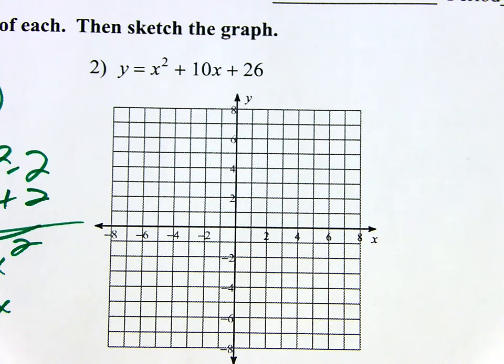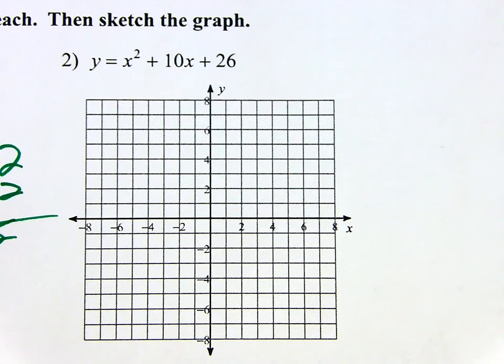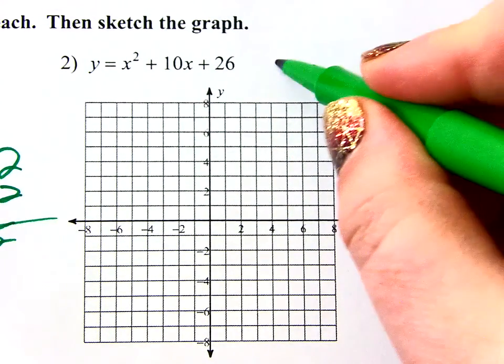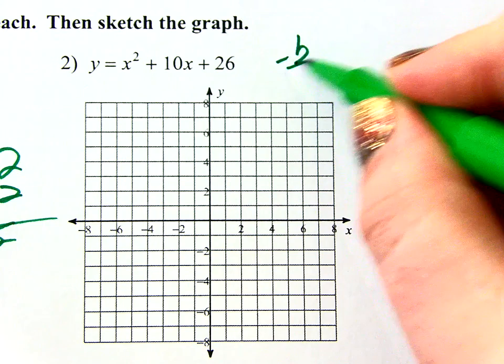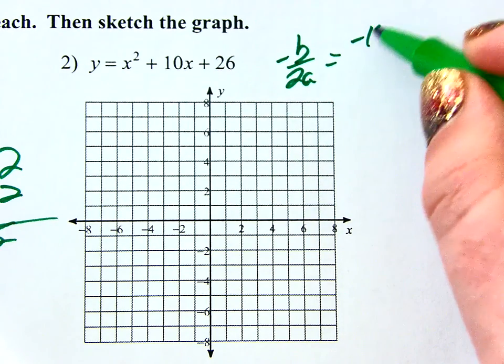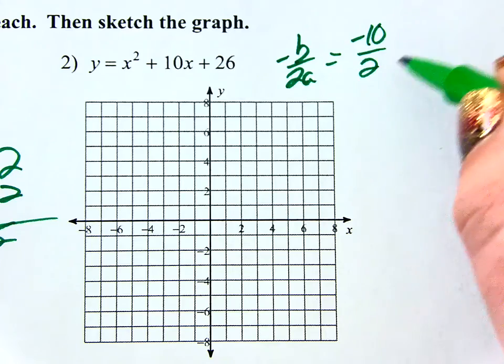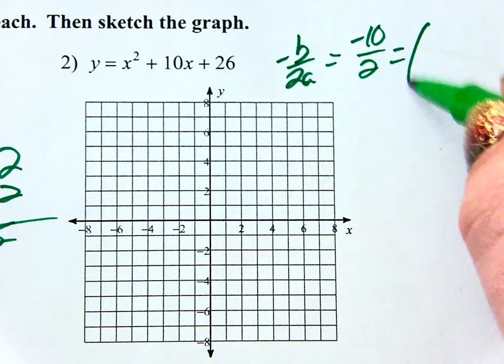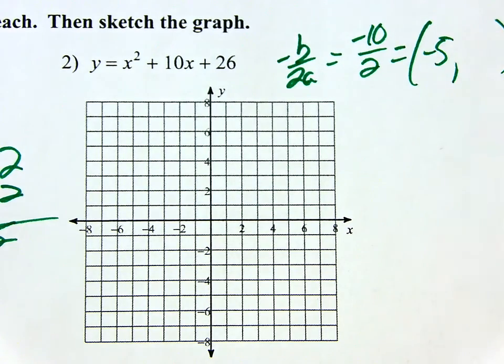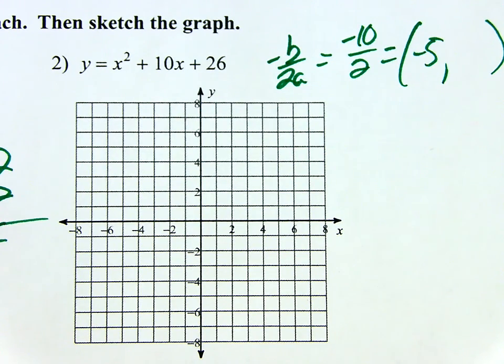So we're going to try graphing a quadratic again. A great place to start is always with your vertex, negative b over 2a. So this time I'm going to have negative 10 over 2. So my vertex is at negative 5 comma something. Everybody agree?